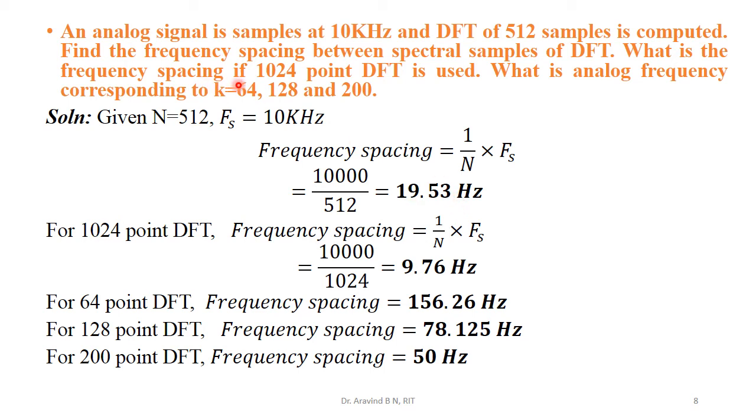Now calculate with respect to the various values, 1024 values. We have done for 512 values. In place of 512, if you are going to take 1024 point DFT, then what will be the frequency spacing? In place of 512, I am just going to substitute 1024, then 9.76 hertz. That means the spacing will keep reducing. Similarly, it has been calculated for 64 point. We get this value. For 128, this is the value we are going to get, and for 200 points, we are going to get 50 hertz as the solution.